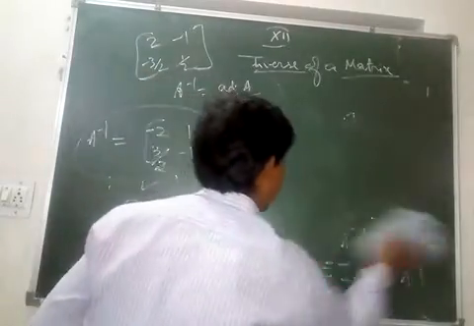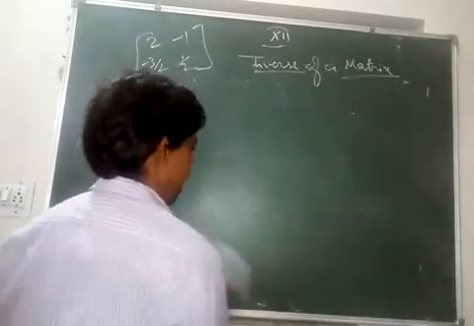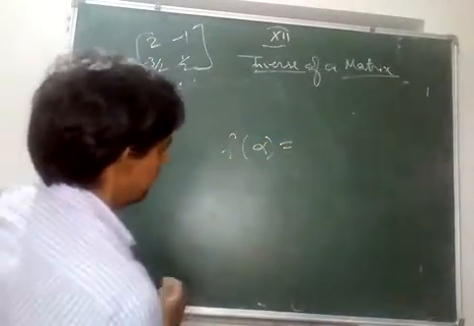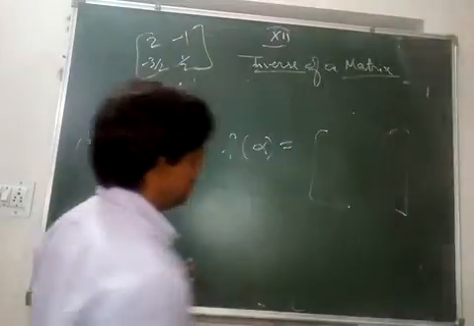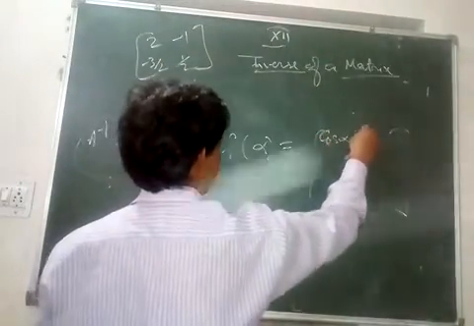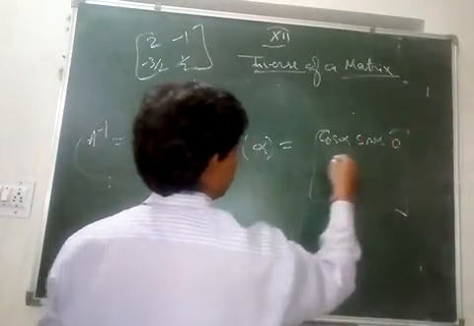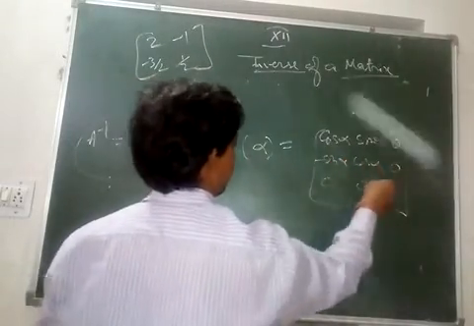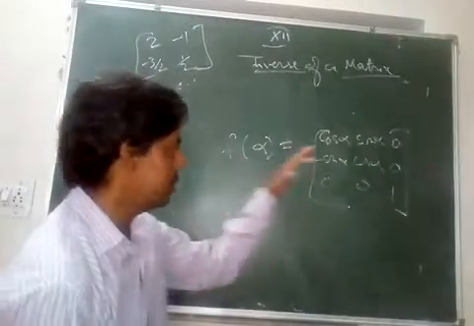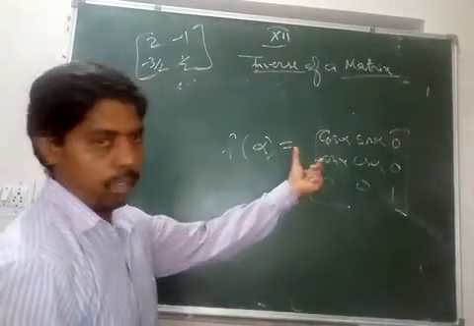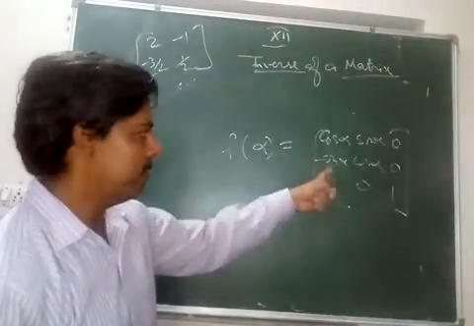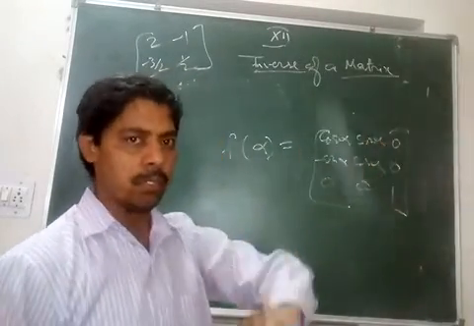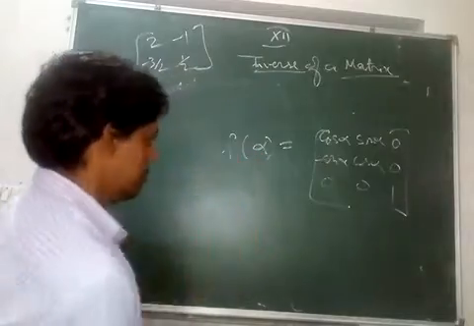And then suppose we have one more question in your book, f of alpha. What is f of alpha? Suppose I write this: cos alpha, sin alpha, 0, minus sin alpha, cos alpha, 0, 0, 0, 1, something like this. Now if you find the determinant of this matrix f of alpha, you will find cos square alpha plus sin square alpha, which is 1. So this determinant is 1.